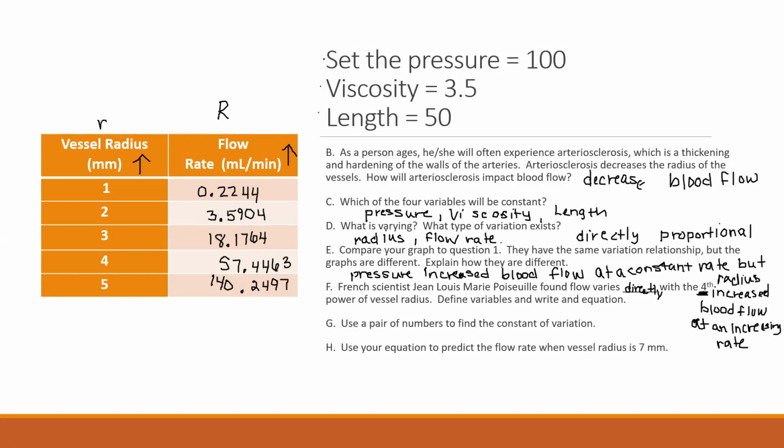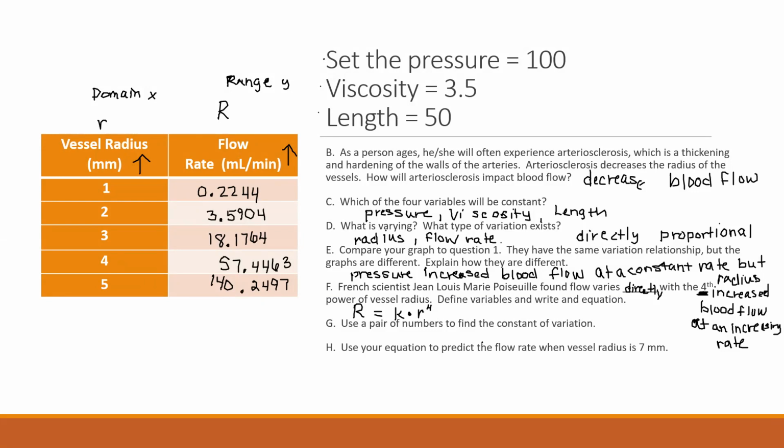So the lowercase r is my domain, which is where I would often use X. The uppercase R is the range, which is where I would often use Y. So I want to start this problem out with uppercase R for flow rate equals, it's directly proportional, so it's K times, that's always in every directly proportional relationship. And then I want to use the lowercase r for radius, and I want to put an exponent of 4 because of the work of the French scientist who told us that it's with the fourth power.